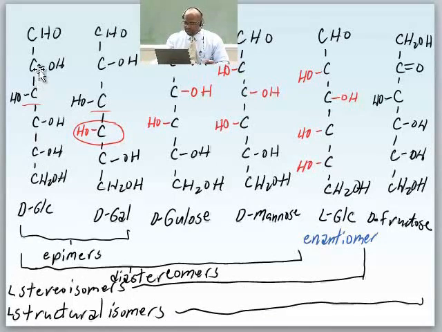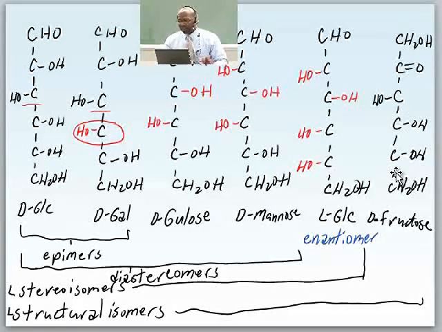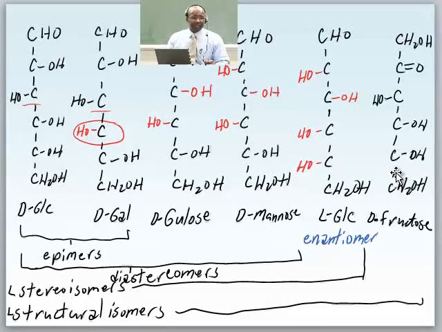But they're not stereoisomers because the chiral centers for glucose are 2, 3, 4, and 5. The chiral centers for fructose are 3, 4, and 5. So they're not stereoisomers. They're only structural isomers. That makes sense, everyone? It's a big concept there. You have to have the same numbered chiral centers.